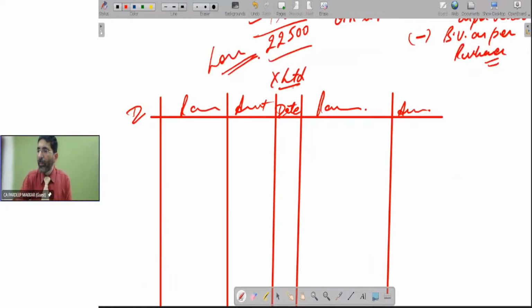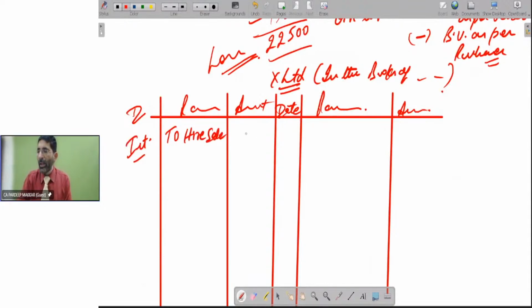X Limited account in the books of vendor. Whatever the vendor's name is, we will write that. So X Limited account debit to hire sales. So it is in the first year. To hire sales 2,25,000. Then the down payment is to be paid by bank. So it will be 45,000.